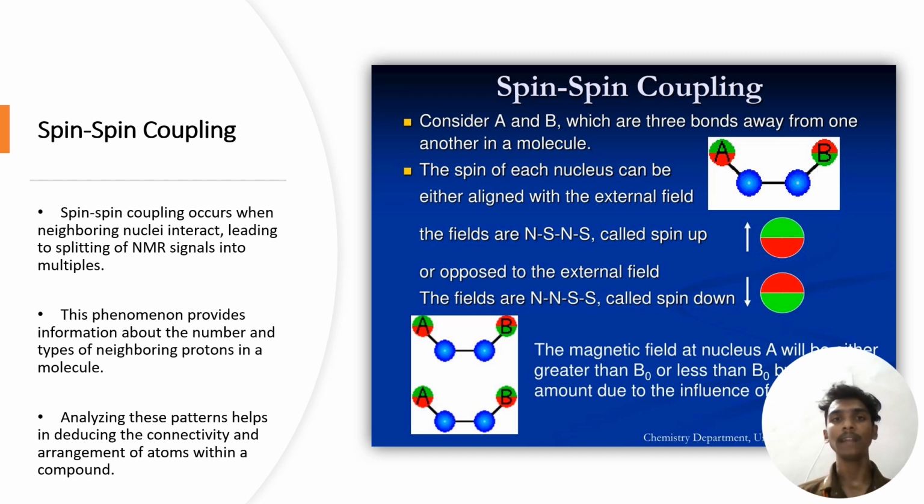Spin-spin coupling. Consider A and B, which are three bonds away from one another in a molecule. The spins of each nucleus are either aligned with or against the external field. The fields N bond S, S bond N, called spin up, are aligned with the external field. The fields N bond N, S bond S, are called spin down.